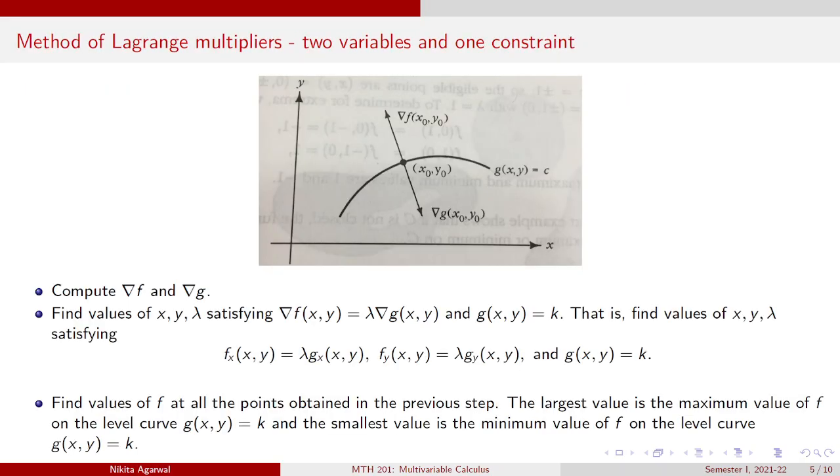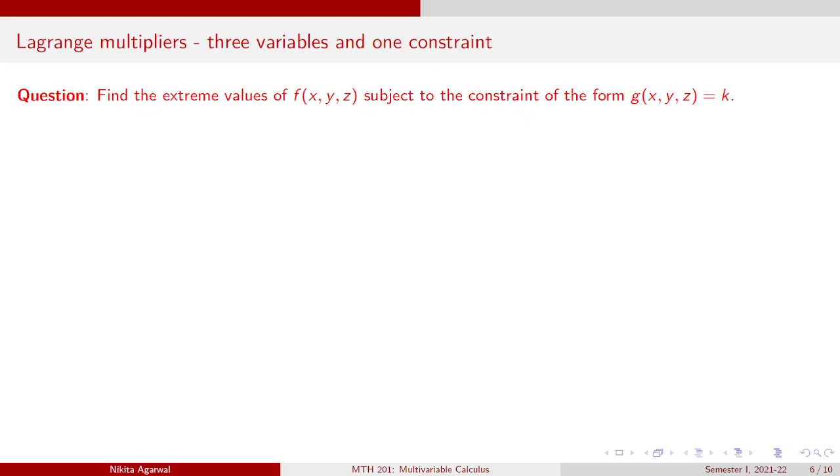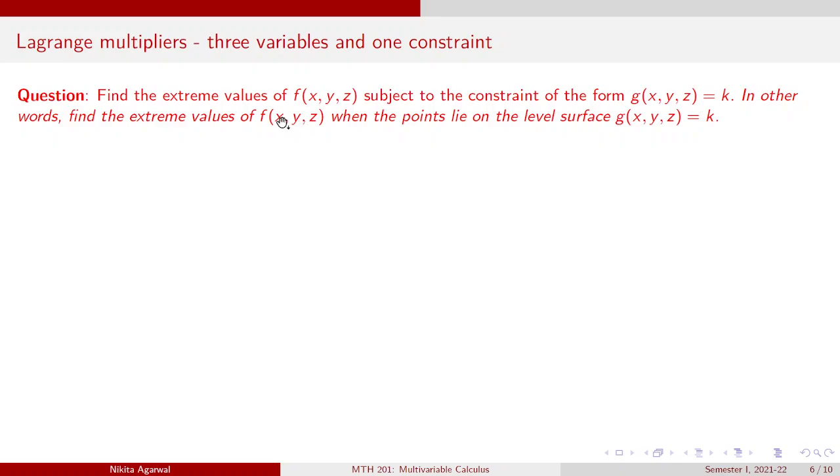So let me go back just a minute. This was happening when your function was a function of two variables and there was one constraint. Now let us look at what happens when you have a function of three variables and one constraint. So the question is, find the extreme values of f(x,y,z), a function of three variables, subject to the constraint of the form g(x,y,z) equal to k. We have added one more variable now. In other words, find the extreme values of f(x,y,z) when the point (x,y,z) lies on the level surface. You no longer have a level curve, you have a level surface, which is given by this.